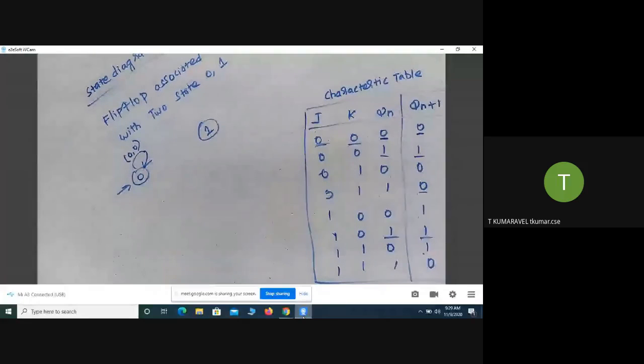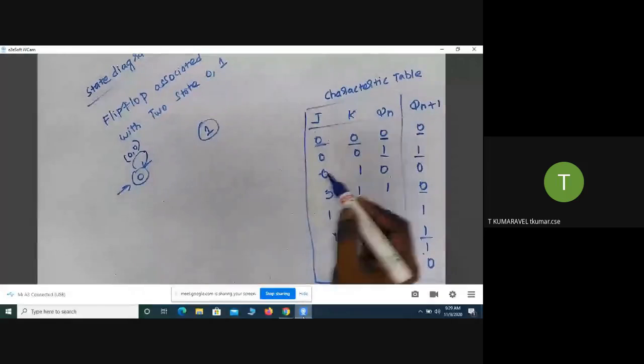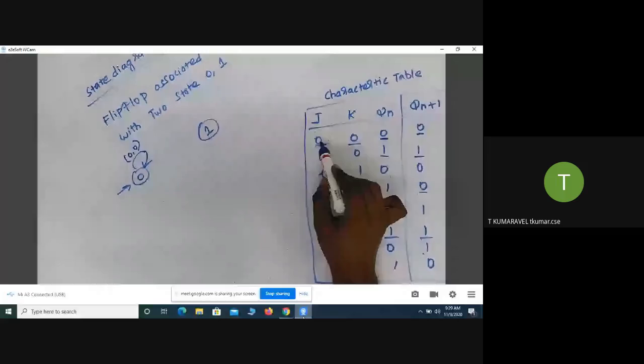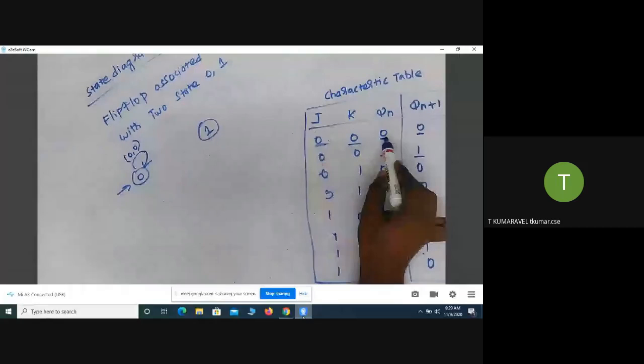I will tell you how to draw the state diagram. It is associated with two outputs, either 0 or 1, and that can be drawn like this. How do you fill that up? First, look at the input combination. I'm in the 0 state and I'm taking input 0 0.